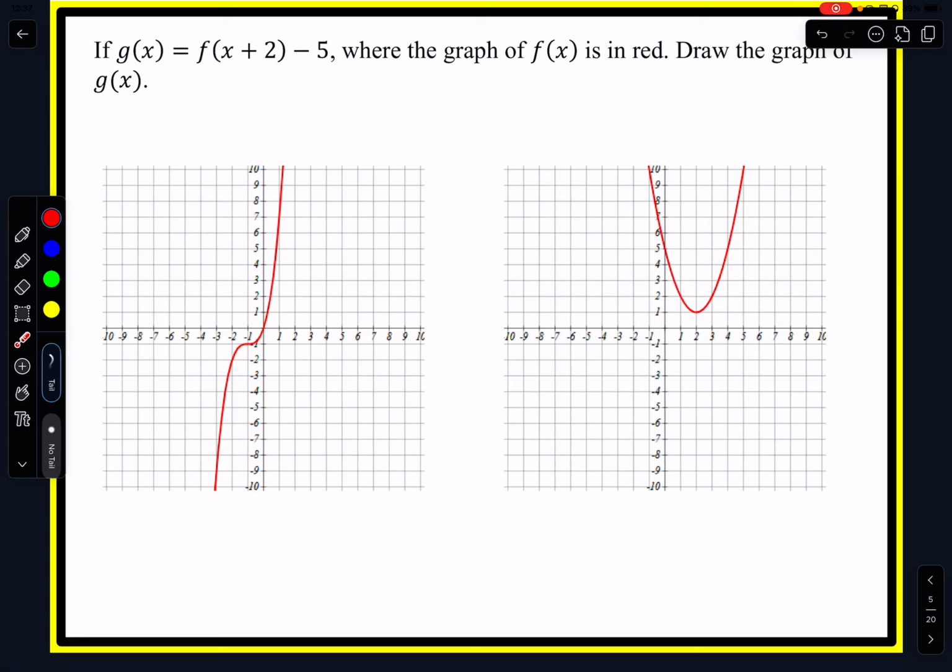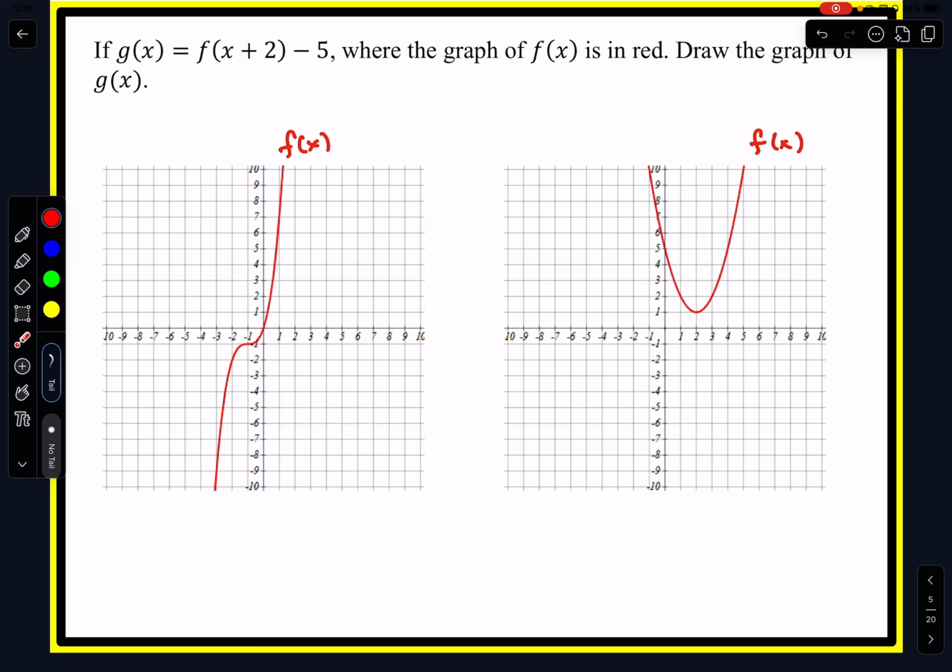Here I'm going to explain how to draw the transformation of a function f with the combination of both a vertical and a horizontal shift. So we're given here that g of x is equal to f of x plus 2 minus 5, where the graph of f is going to be in red. And we have two of them here. So this graph right here on the left is one version of f, and the parabola here on the right is another version of f. And we want to draw again the graph of g. So for both of these, we need to understand what this notation means and how that correlates again to this red graph.